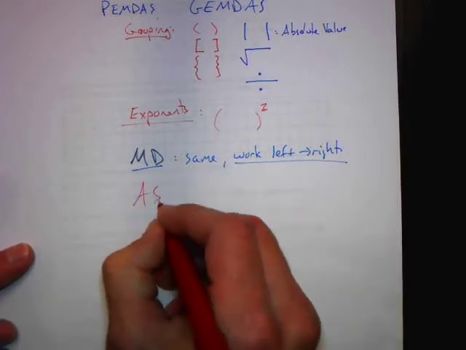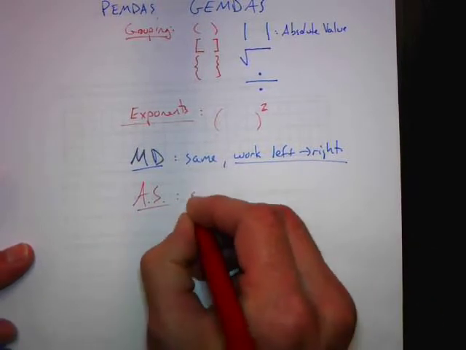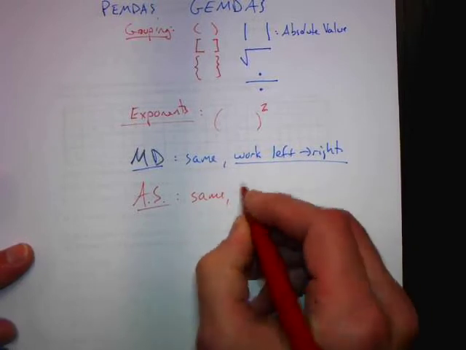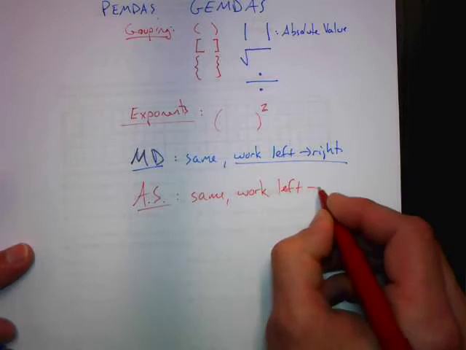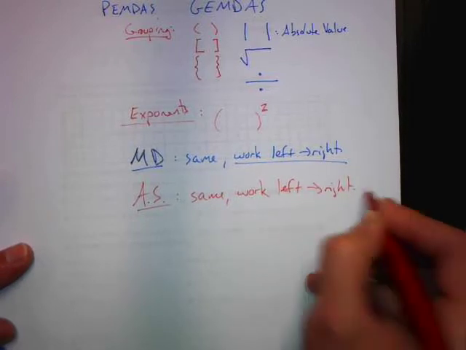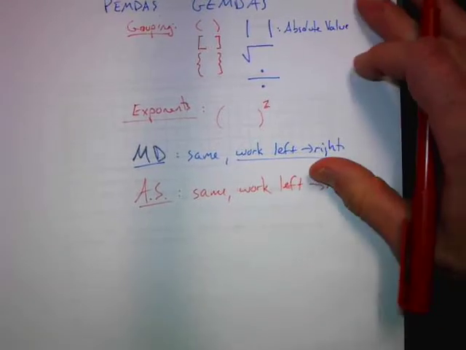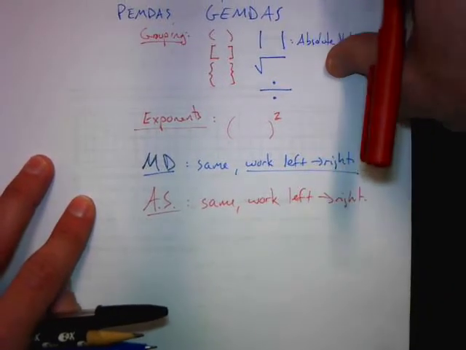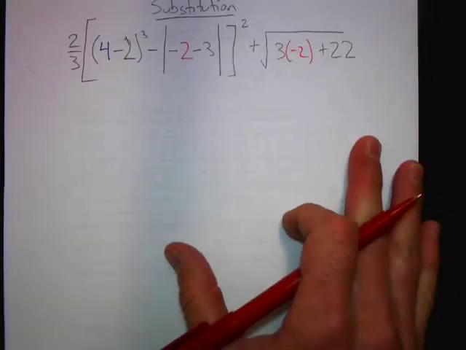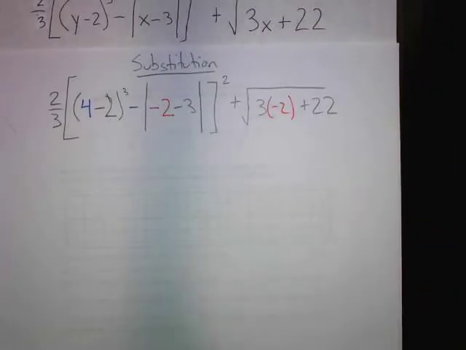And the same thing works with adding and subtracting. You treat them the same way. Without grouping symbols, you work left to right. If you don't want to work left to right, use grouping symbols. Okay, so that's the order of operations. So you have to have that down before we get into this crazy looking thing.